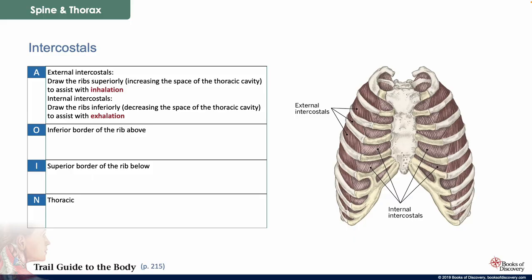So internal will help with exhalation, right? In, exhale. Origin of the intercostals is your inferior border of the rib above it. Insertion is the superior border of the rib below.